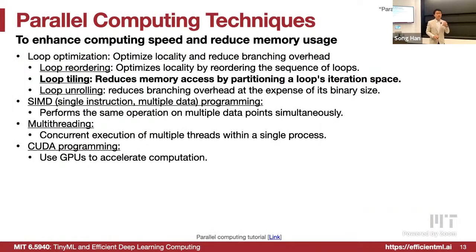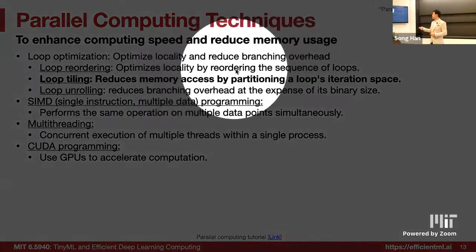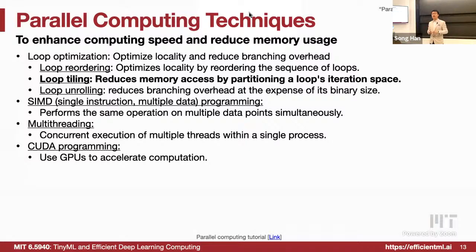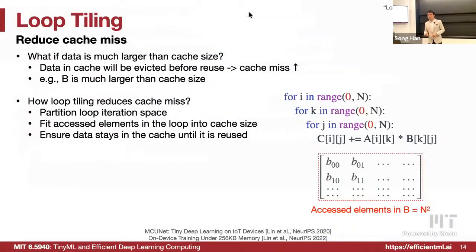Second technique, loop tiling. The cache size is limited, so we want to optimize the locality by partitioning a big loop into several smaller loops. What if the data is much larger than the cache size, which is usually the case? The cache may be a few megabytes, maybe 10 megabytes, 100 megabytes, but the matrix could be much larger, like 4K by 4K. That's a very standard size. Even larger sizes are very common. So the cache misses will be pretty large if the data cannot fit in the cache.